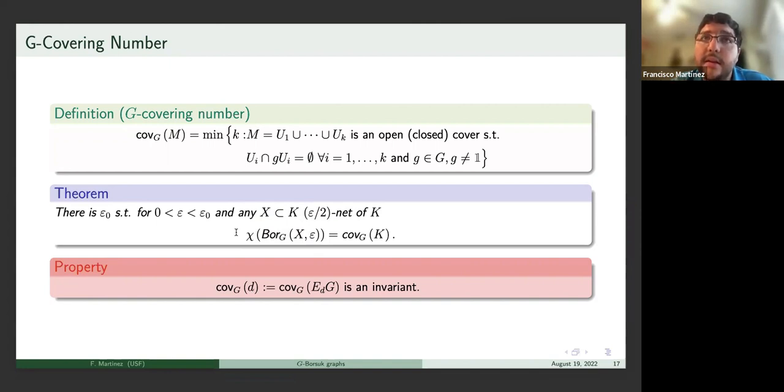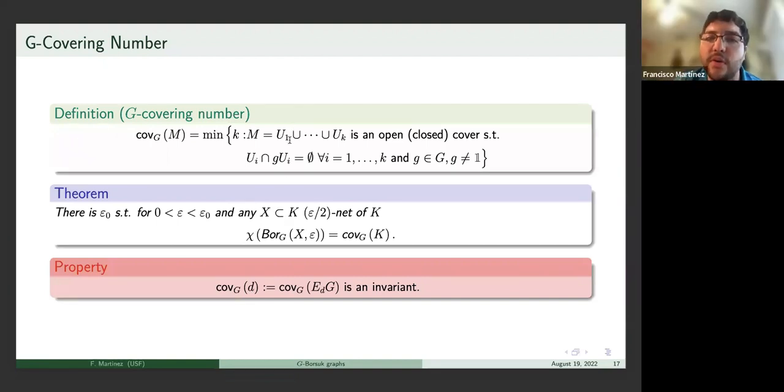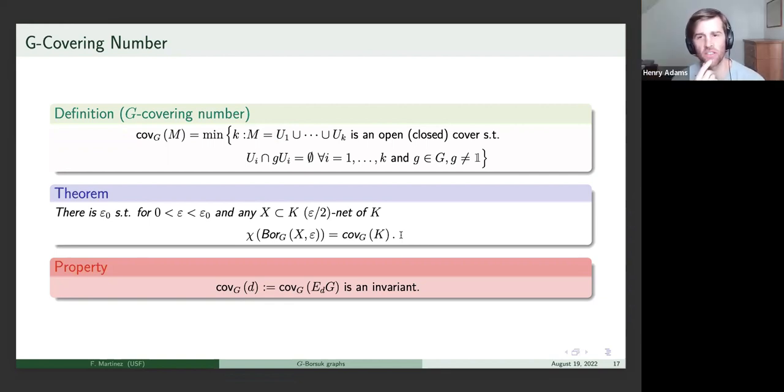Small balls around each color cover the space, and then simply saying that all balls of color 1 are U1, or all balls of color 2 are U2, etc. That gives you a G covering. So that takes care of one of the directions. Yeah. And for the other direction, you probably use the covering to define the colors.